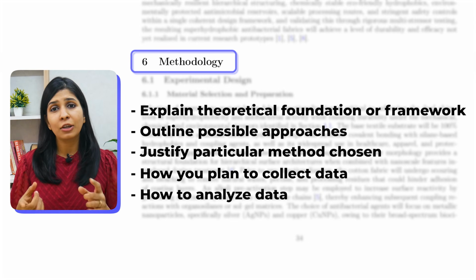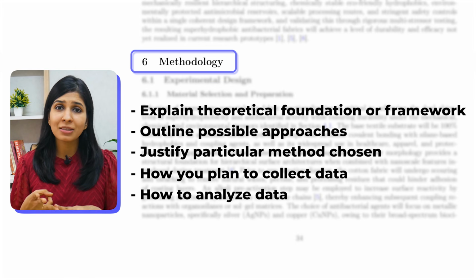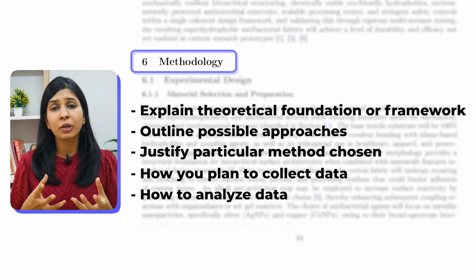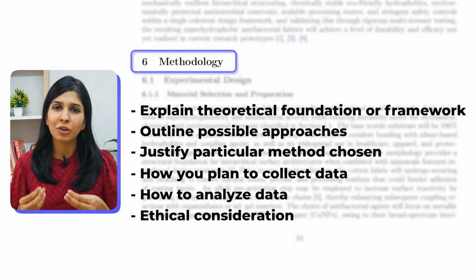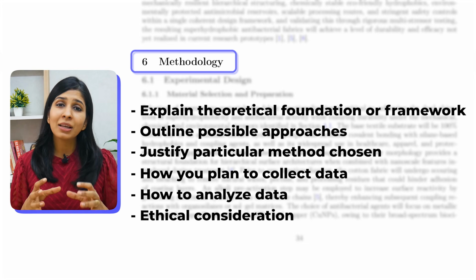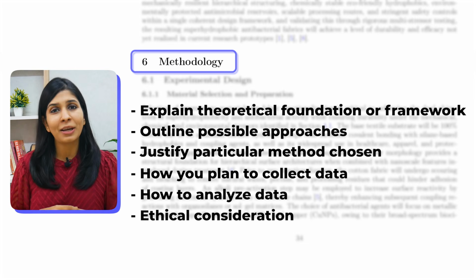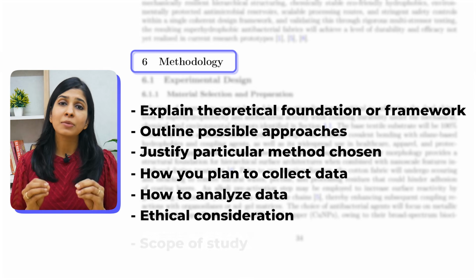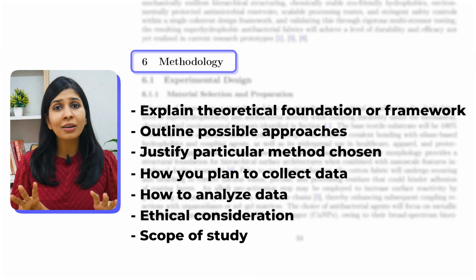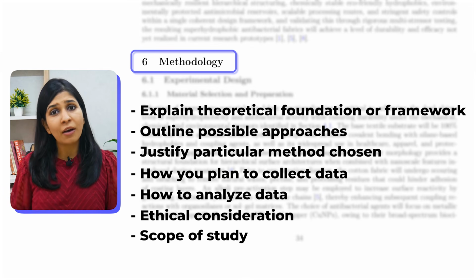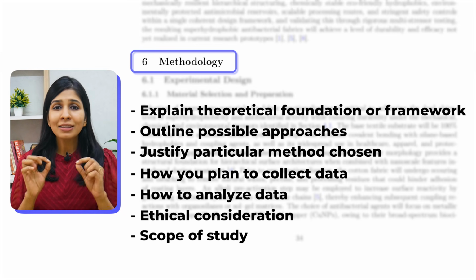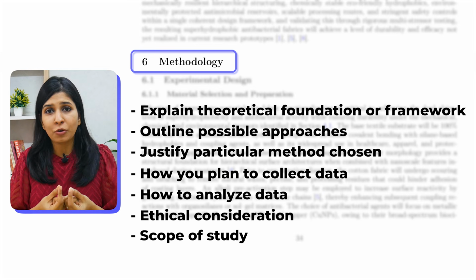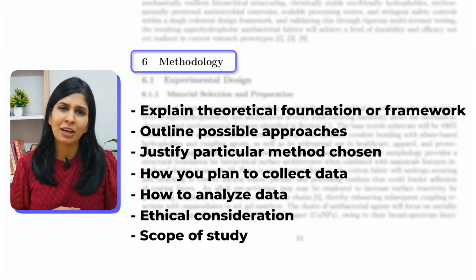Now, if your study includes animal, people, or sensitive data, then you might need to include a separate ethical consideration section as well. Basically, consent forms and approvals from an ethics expert. Finally comes the scope of your study, where you clearly explain what your research will cover and what it won't. This helps in setting the boundary of your research and prevents overgeneralization of your work. Now, these are some of the major sections of your research proposal.